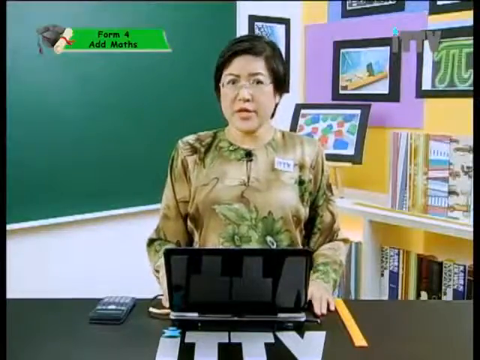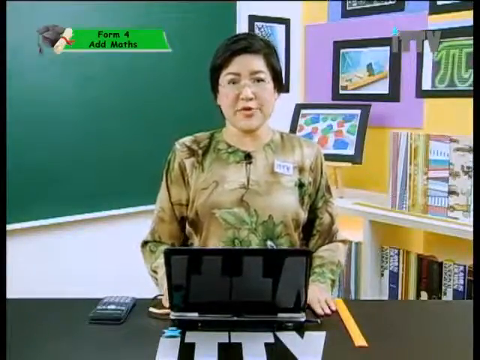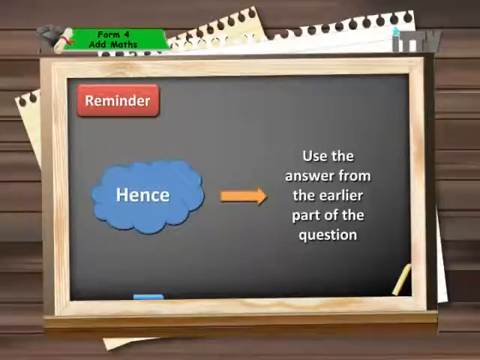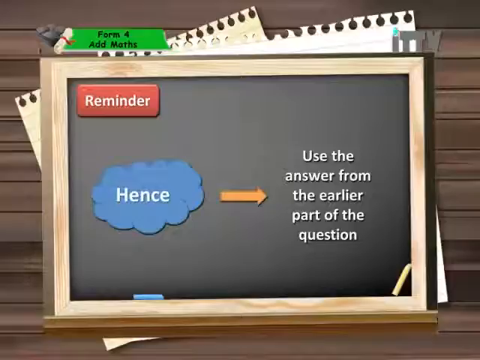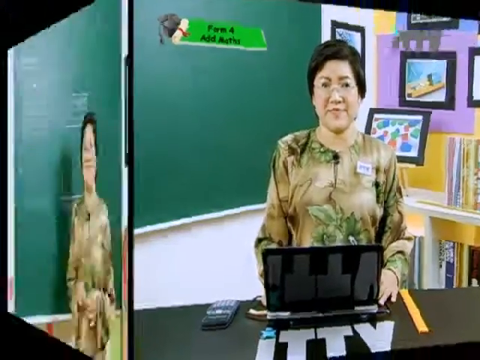Well, viewers, do take note of a few things. Firstly, we'll need to sketch the graph before we can obtain the answer for the range. Secondly, if the question contains the word hence, it's very important to take note of that, viewers, because hence always means that we have to use the answer from the earlier part of the question. And thirdly, do notice also that for each function, the domain was stated properly.